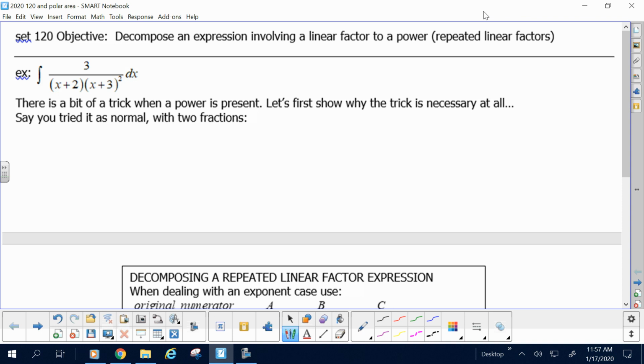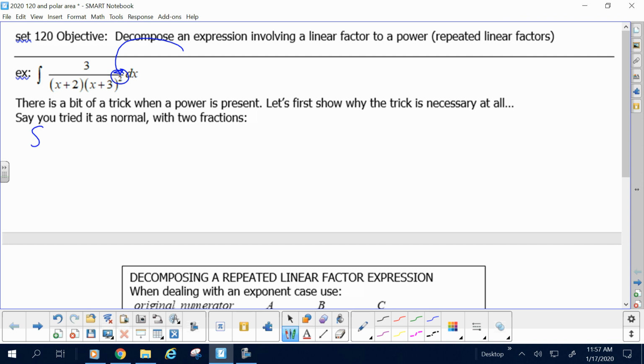All right, so I'm at the bottom of the first page. Do you see set 120 objective? All right, this guy right here, that's what makes this new and different. When you get a squared linear term, you have to be careful.